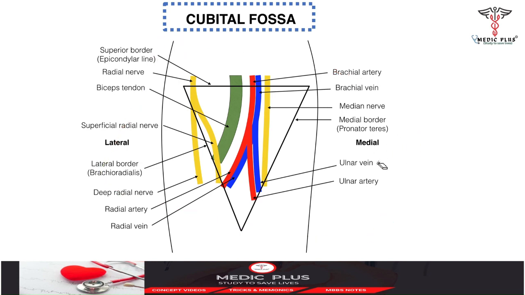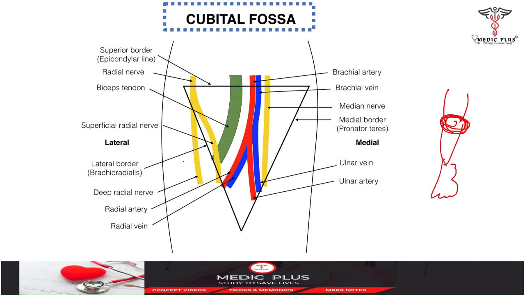Imagine this is your arm and this is your forearm. And this is your hand. This is the place where the elbow joint is situated. So in front of the elbow, we see a triangular hollow space or fossa which is known as the cubital fossa.